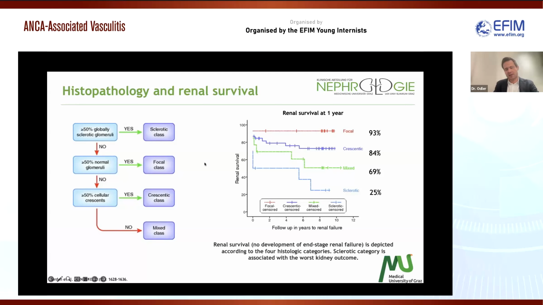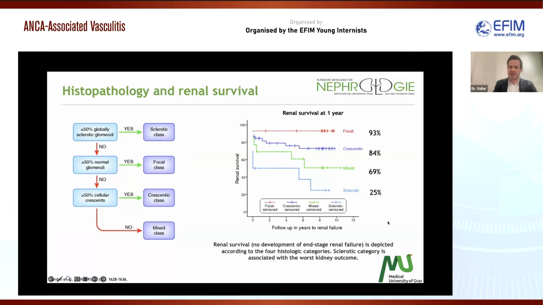and her colleagues. The authors in this study divided the patients based on their histopathological changes in the kidney into 4 different groups. The patients who had more than 50% globally sclerotic glomeruli belonged to the sclerotic class. Patients with over 50% of normal glomeruli belong to the focal class. And those patients who had cellular crescents in more than 50% belonged to the crescentic class. And they also established a 4th group, the mixed class, consisting of patients with a mixed proportion of these changes that I mentioned earlier.